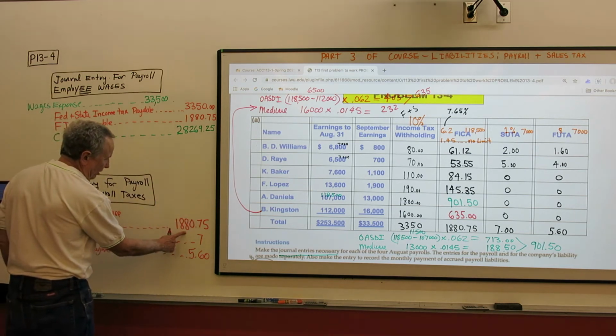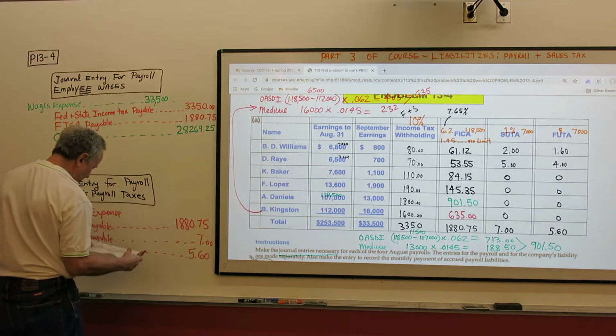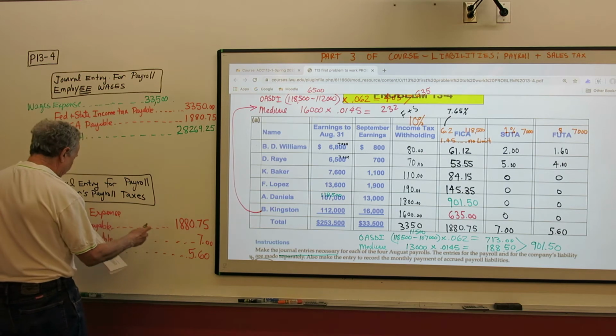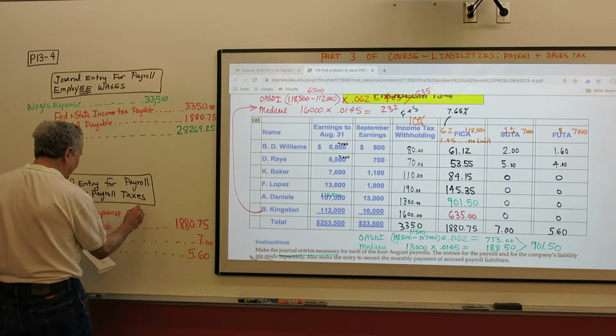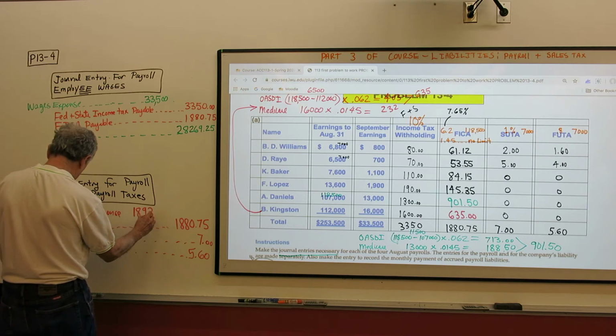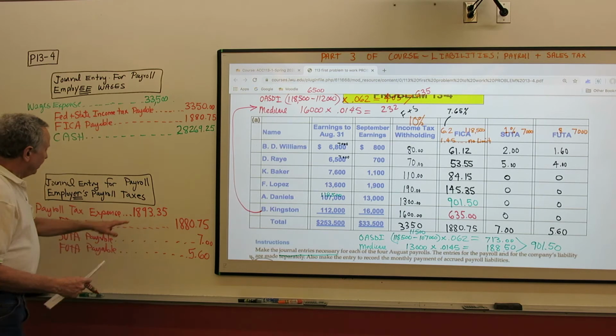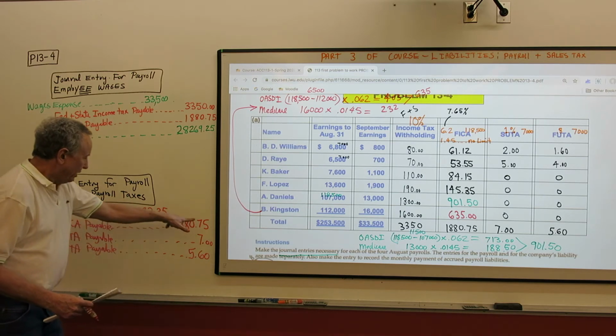Take $1,880.75, $7, $5.60, and I wrote it down here. That should add up to 1,893.35. You see, there's your debit for the expense. There's what they have to pay.